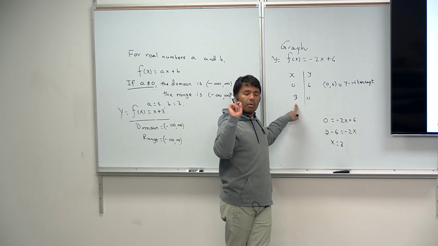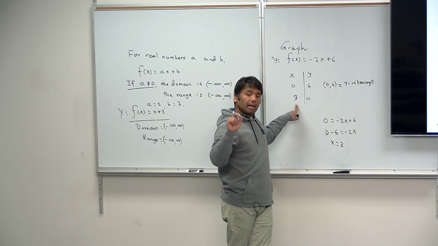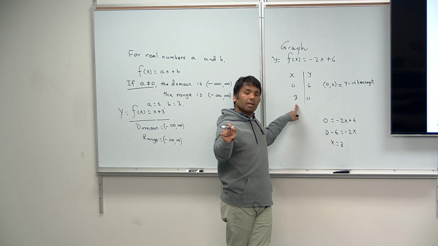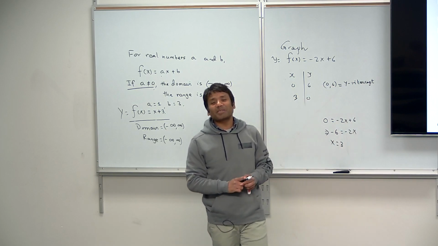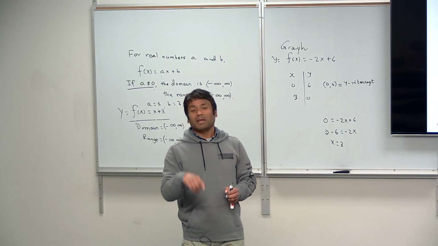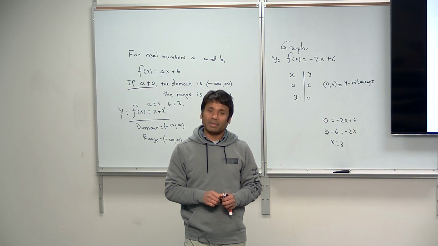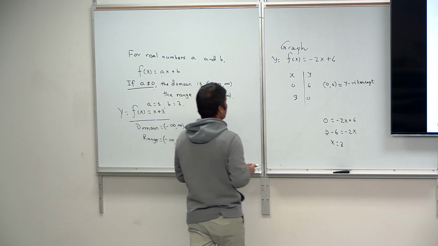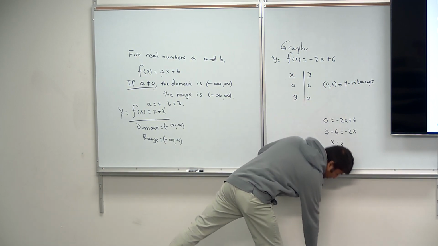You can obtain the y-intercept by plugging in x equal to 0, and you can obtain the x-intercept by plugging in y equal to 0. If you want to find the y-intercept, plug in x equal to 0. If you want to find the x-intercept, plug in y equal to 0. Make sense, guys? Good.